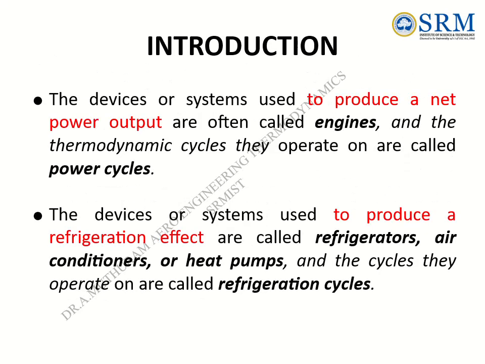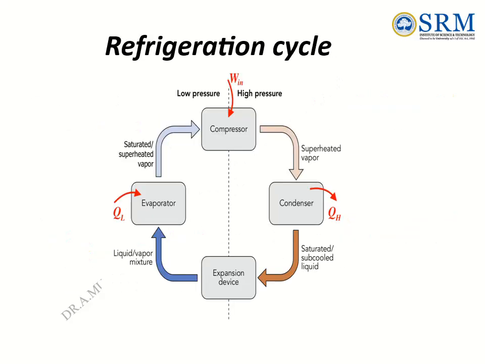The devices or systems used to produce a net power output are often called engines, and the thermodynamic cycles they operate on are called power cycles. The devices or systems used to produce a refrigeration effect are called refrigerators, air conditioners, or heat pumps, and the cycles they operate on are called refrigeration cycles.